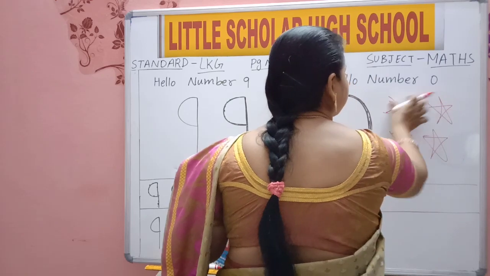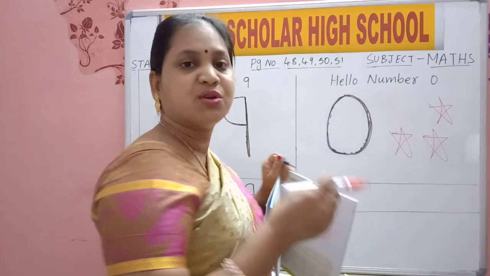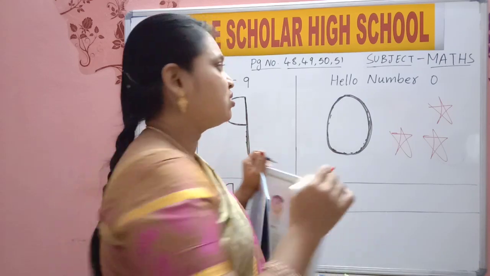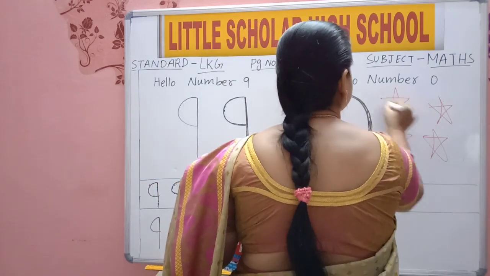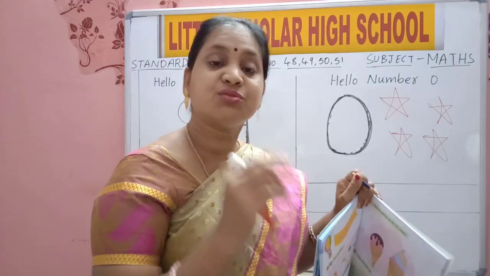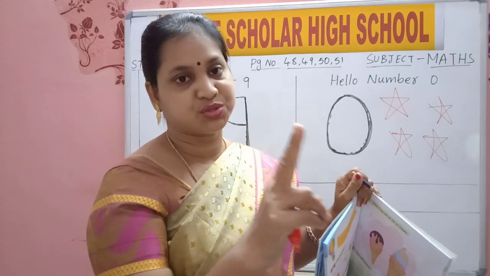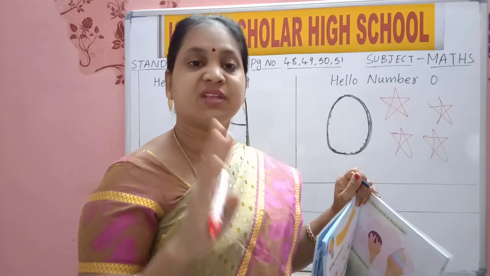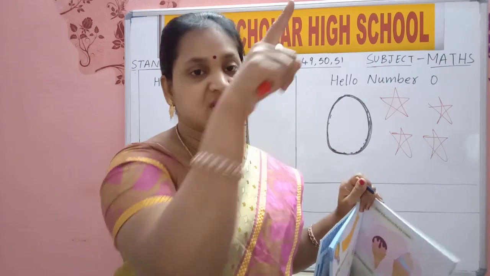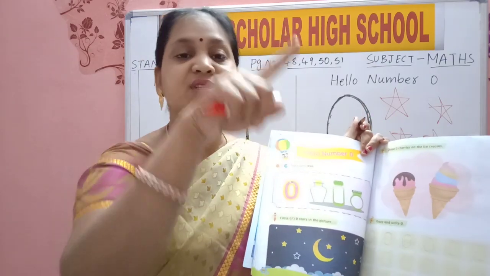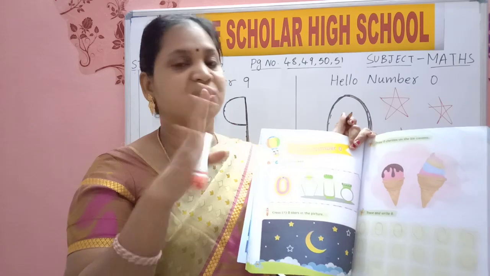0 means you will not cross even 1. If they ask you to cross 1 star, at least 1 you will cross. If they ask you to cross 2 stars, you will cross 2. If they ask you to cross 3, you will cross 3. If they ask you to cross 4, you will cross 4. But what they told you is cross 0. 0 means you should not cross any star.